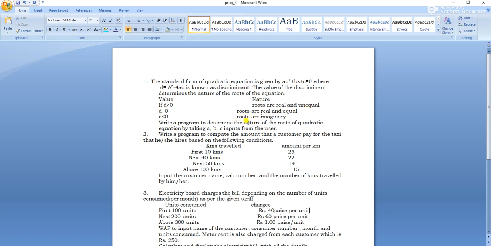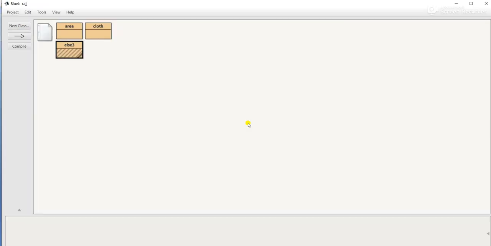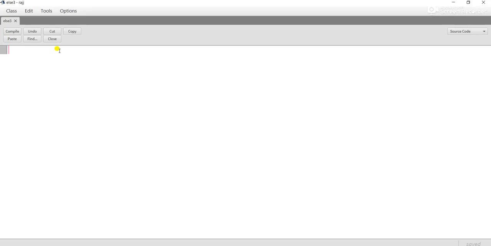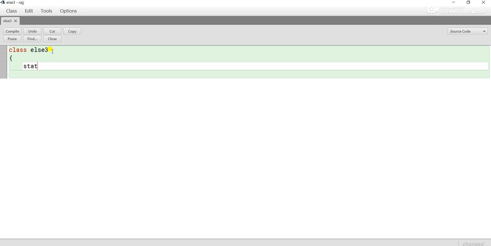Right, let me open the IDE, that is BlueJ. In that we are opening the LCF ladder. else3 is the class name, so we are writing the class name else3, and open the curly bracket. So else3 we are preparing. In this curly bracket, I am giving a new word, static. I'll explain what is the meaning of static. I'll also explain the difference between non-static functions and static functions.